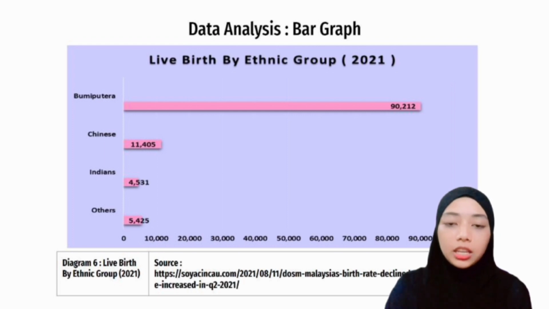birth was from Indians. The number of ethnic births for the year 2021 in Bumiputera was dramatically higher compared to Chinese. The number of ethnic births for the year 2021 from Indians was slightly over Chinese. The number of ethnic births for 2021 from others was subsequently higher than Indians. It can be concluded that the highest ethnic birth in 2021 will be from Bumiputera, and Indians will have the fewest live births in 2021.